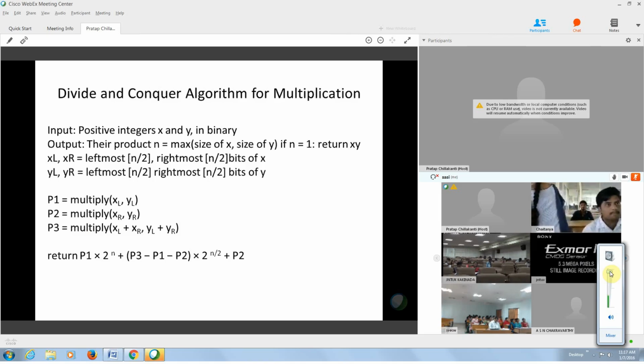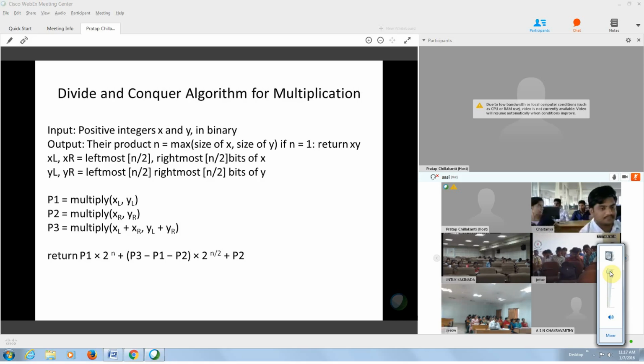So here is the divide and conquer algorithm in pseudocode form that we have learned. The input is positive integers x and y in binary. Their product is, say, of size n, where n is the max of the size of x and the size of y. If n equals 1, return x times y, meaning if there is a one-digit number, there is nothing to divide there. You just return x times y and that's it.